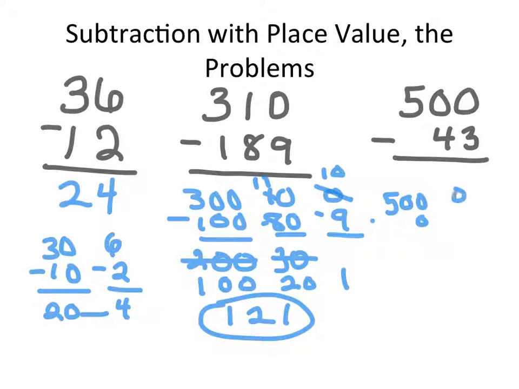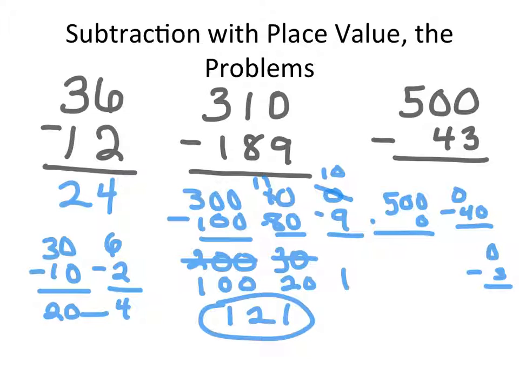If we look at our third problem, we have 5 hundreds take away no hundreds. We have no tens take away 4 tens. And we have no ones take away 3 ones. If we break our problem apart, that's what we have. Which of these can we already do? Well, this is a little bit tricky.